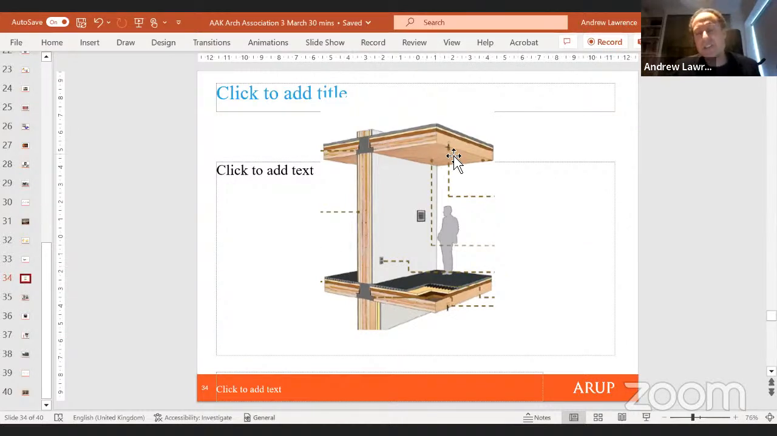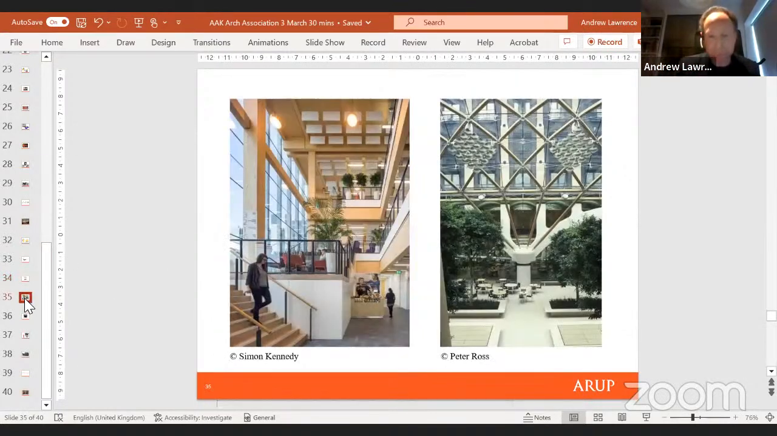And the other thing that you can see here is that most of the wood is covered over. And that's very common. You'll find for fire safety, we do, particularly in taller buildings, have to cover over most of the wood.